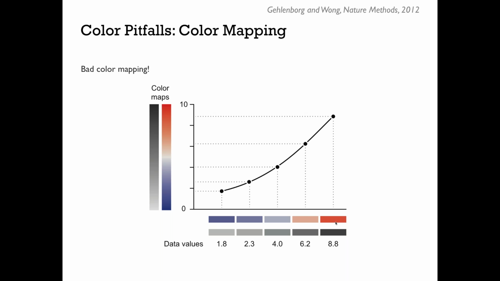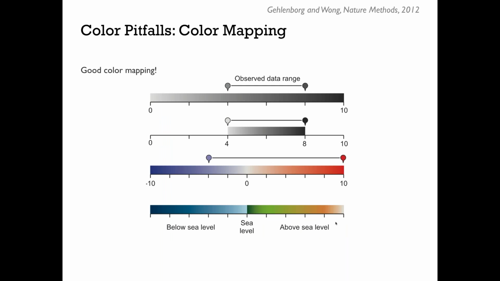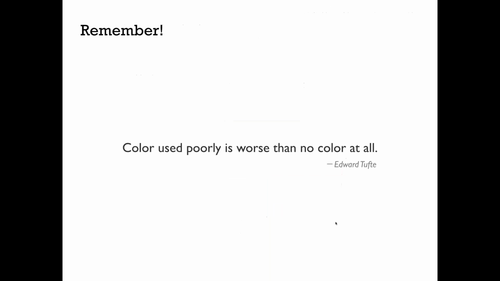In particular, by adding white in between, you can create heat maps that look like they have striking features standing out, and unfortunately I didn't include an example here, but there's no such thing. It's simply a linear increase. But because we go through white, that will make a very strong color contrast, and that can be very, very misleading. So here are a couple of examples for better color mappings. Okay, so to remember, color used poorly is worse than no color at all.